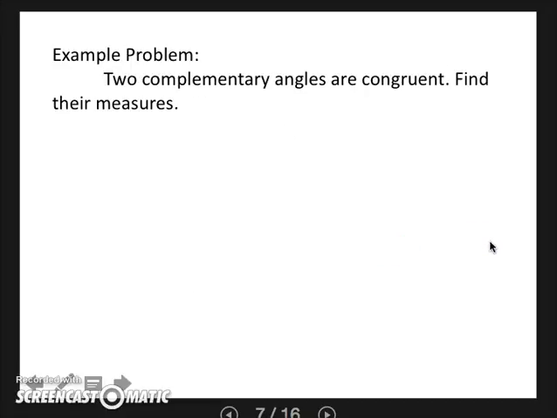Here's an example problem for you. Two complementary angles are congruent. Find their measures. Okay, I like to start out by drawing a diagram. The word complementary tells me that the angles add up to 90 degrees. So although the two angles don't have to be adjacent, I'm going to make the two angles adjacent in my diagram, and I'm going to have them adding up to 90 degrees.